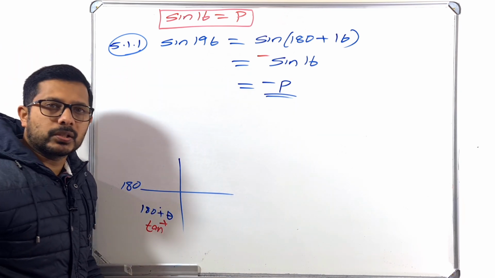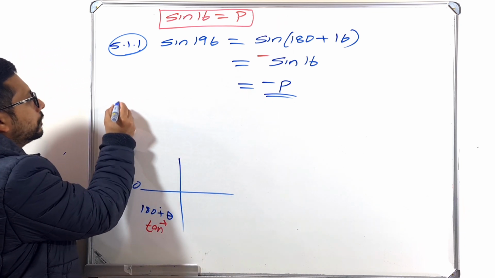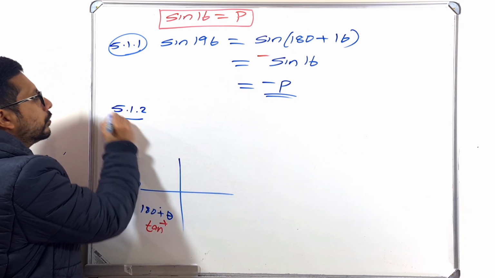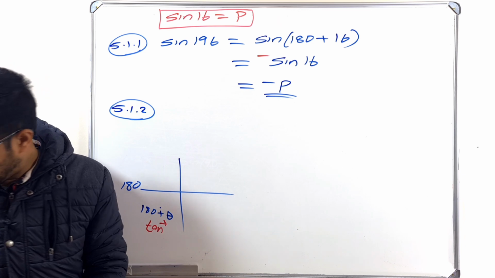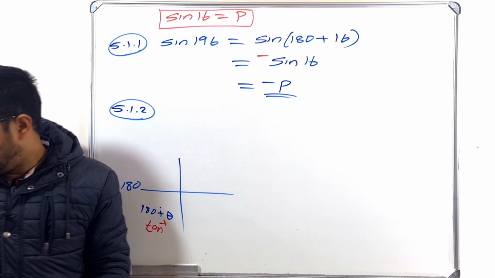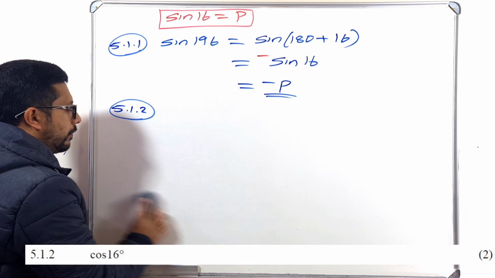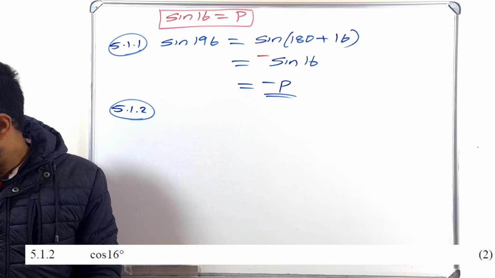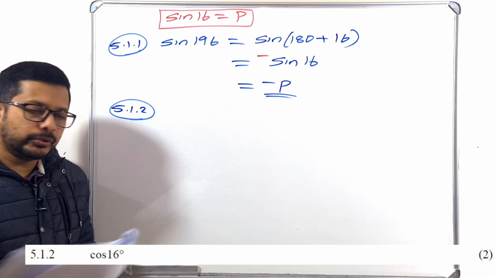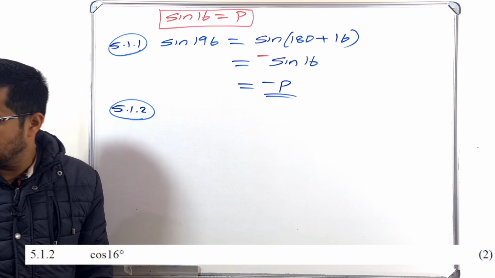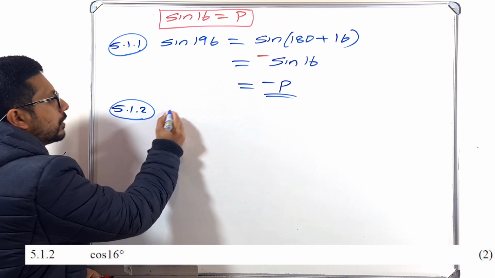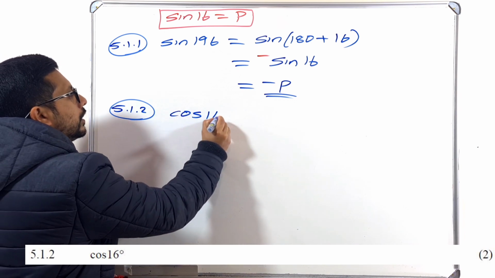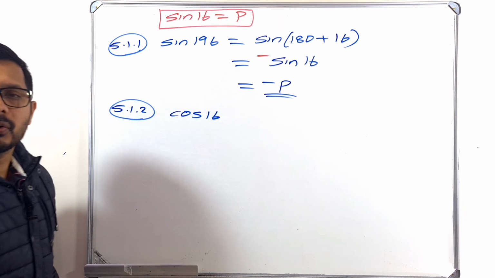Now let's move to the next question, 5.1.2. Excuse me. Question number 5.1.2. What is that question? Cos of 16. You have to find what is cos 16. How can you find cos 16?